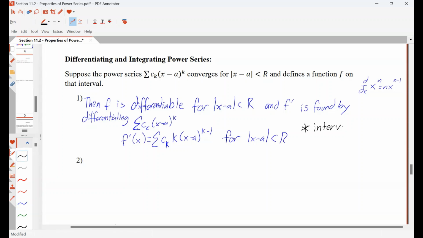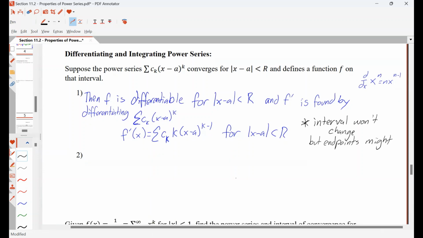What that says is the interval won't change, but the endpoints might. So we will need to recheck the endpoints if we find a power series by differentiating.